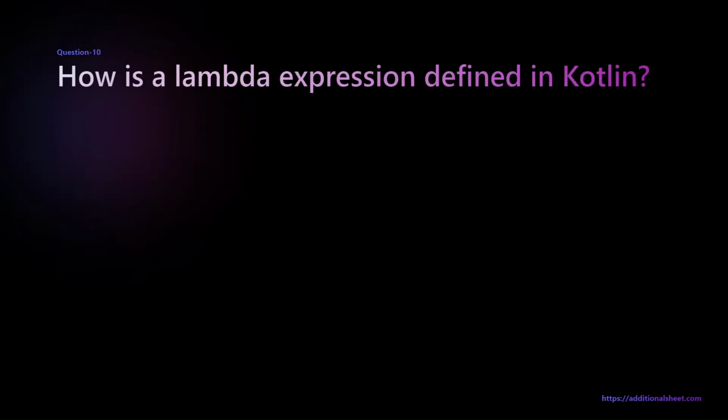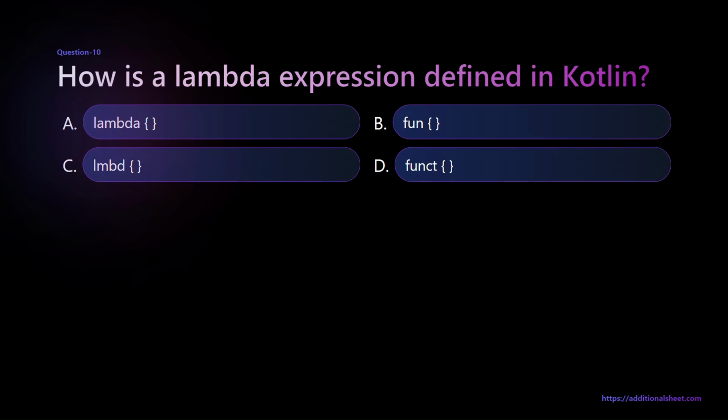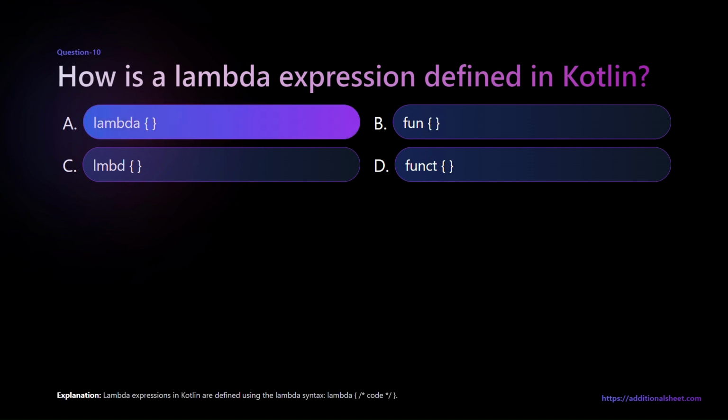How is a lambda expression defined in Kotlin? Option A, lambda. Option B, fun. Option C, LMBD. Option D, funct. The correct answer is Option A, lambda.